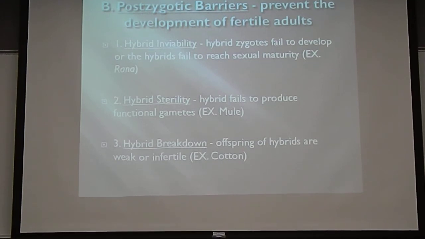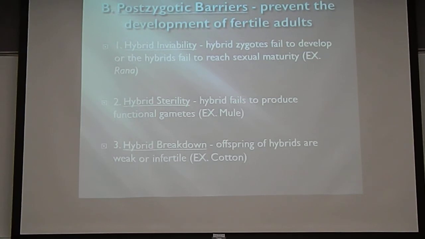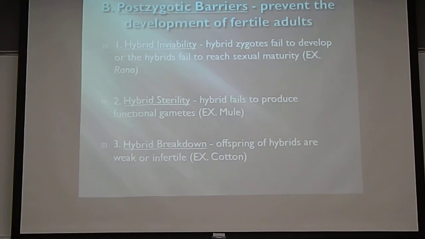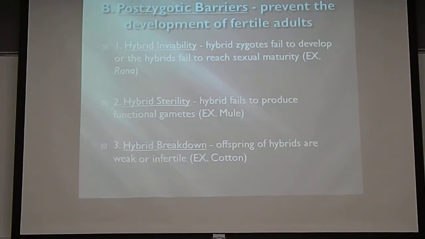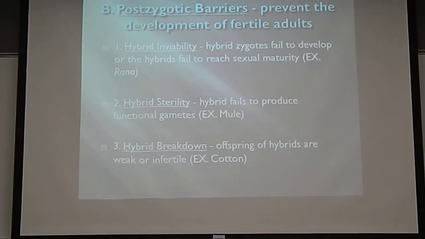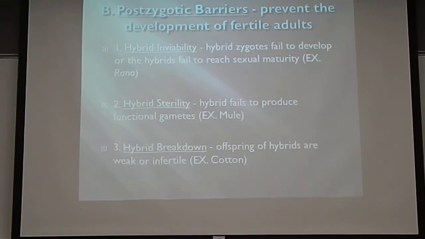Hybrid sterility is the one that we're most familiar with. This is where a hybrid is produced between the two species, but that hybrid is sterile, all right? It does not produce functional gametes. So our example here is a mule, right? A mule is a cross between a horse and a donkey.